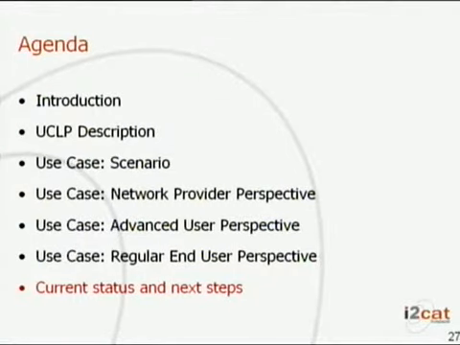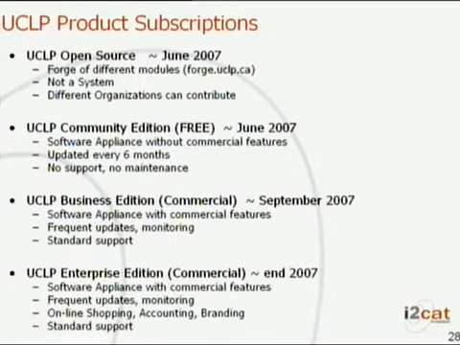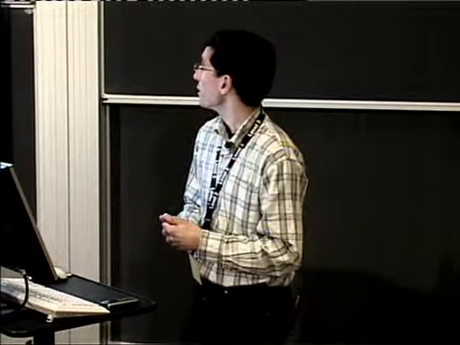So what is our current status and next steps? Right now we are trying to provide a commercial edition of UCLP. This doesn't mean that you will need to pay for the code, because we will still be providing all the code, open source and free. We'll just be providing support and more frequent updates to the people that subscribe and pay.